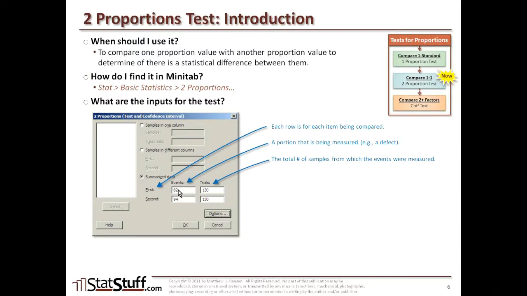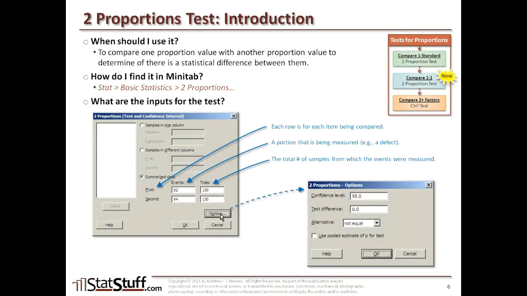Is there a statistical difference between the 82 and the 94, since they both have about, in this example, the same number of trials? Now, the number of samples can be different between them, and that's okay. In this example, it happens to be the same, but it doesn't have to be every time. And you can have this options button that's selected as well.